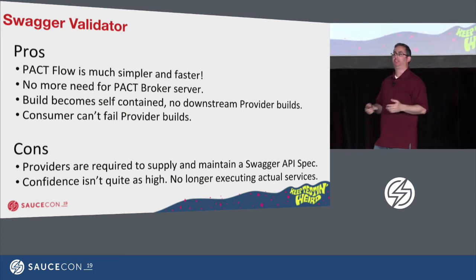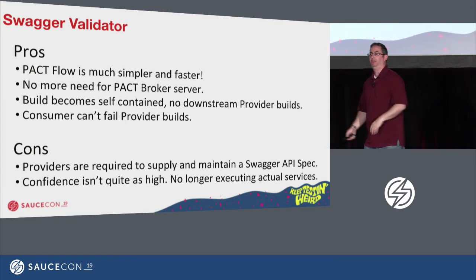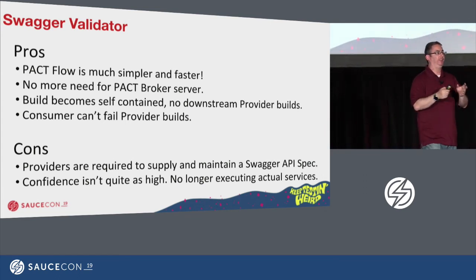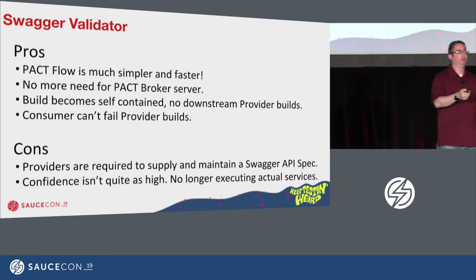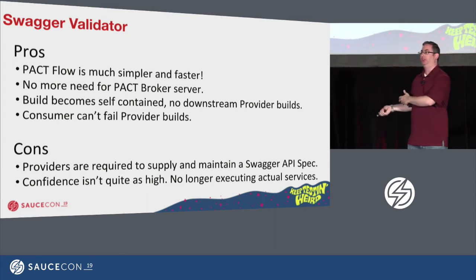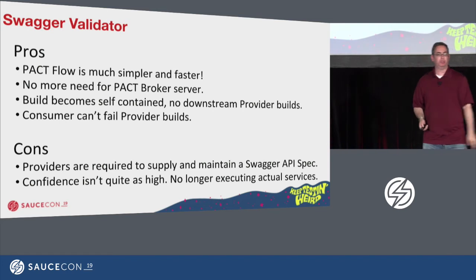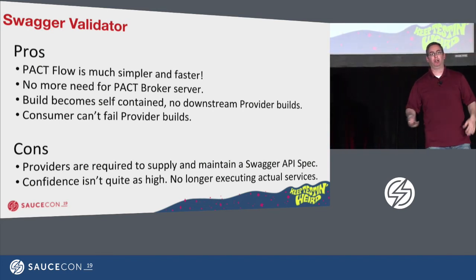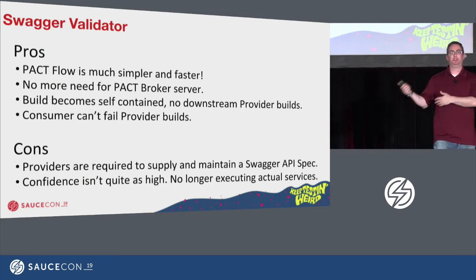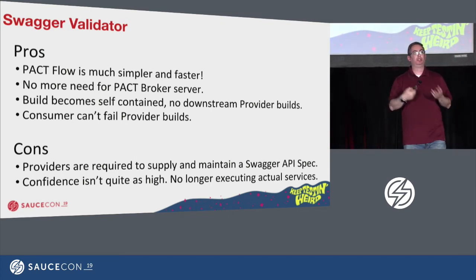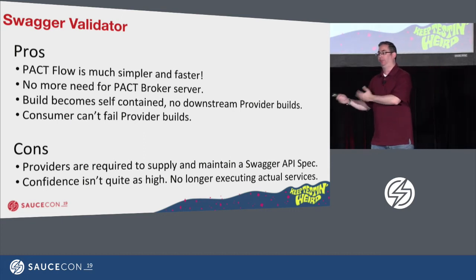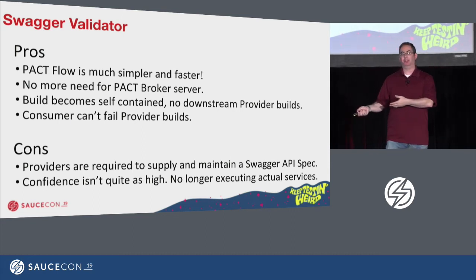So what are the pros and cons of this PACT Swagger validator versus the PACT Broker? Well, obviously, this flow is much simpler. It's much faster, right? All you're doing is running your unit tests and your PACT verification on your own build. You're not dependent on any of the downstream jobs at all, which is nice. So one thing about the PACT Broker, because you're dependent on downstream jobs passing, and because through consumer-driven contract testing like PACT, you actually have the ability to break the provider's downstream job.